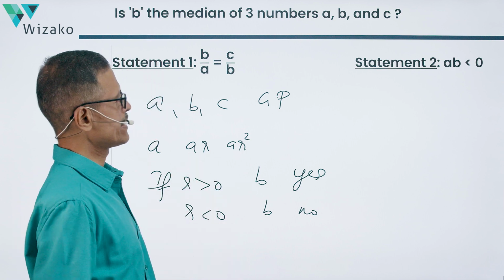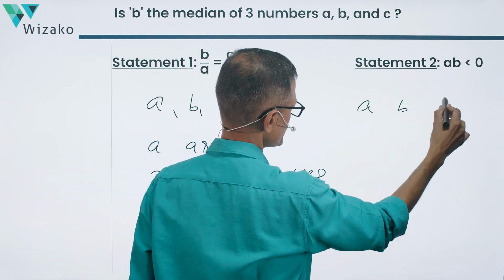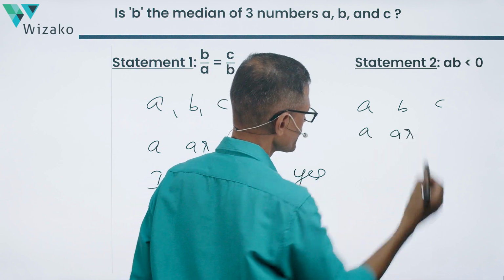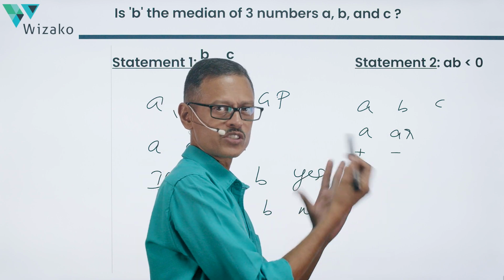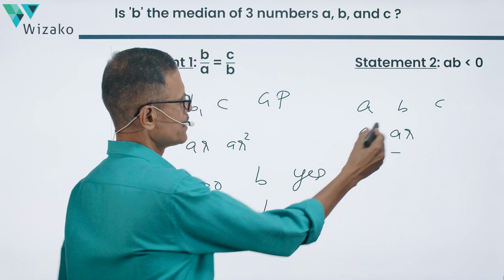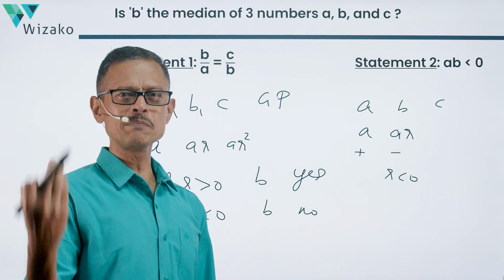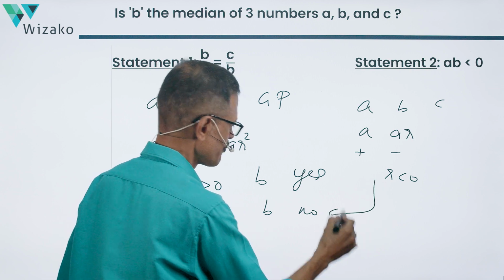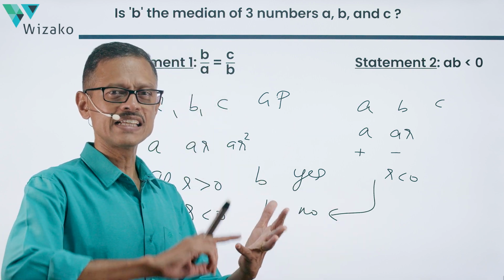Now let's see whether I can make sense out of it. If AB is negative, essentially we have A, B, C, A, AR. One of the numbers is positive, one of the numbers is negative. It could be negative positive or positive negative, which means that I multiplied A with another number to make it negative. This AR is negative only when R is negative. Statement 2 clearly points out that R is negative. If R is negative, then essentially B cannot be the median. It's either A or C.